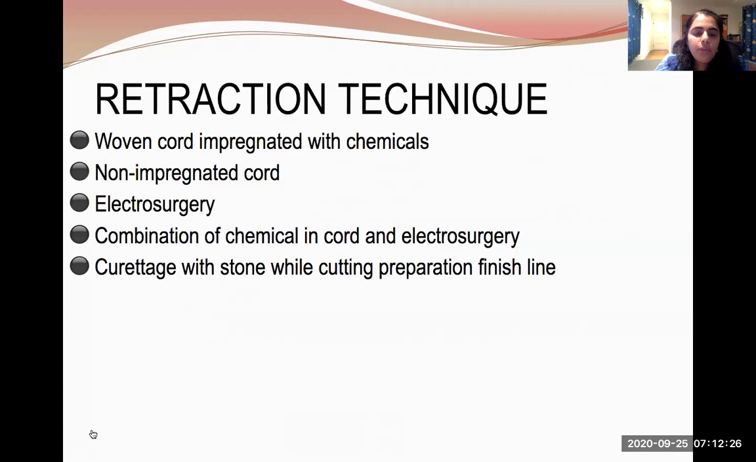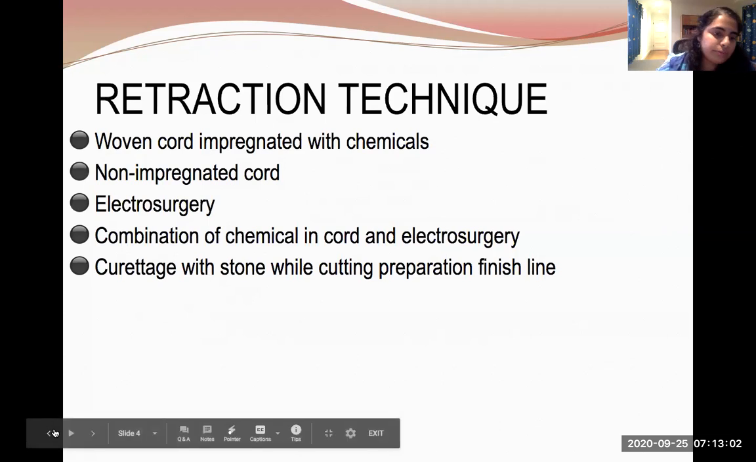Non-impregnated cord. What is non-impregnated cord? It's a retraction cord that is braided together for quick absorption, allowing it to be used immediately and effectively. The braided retraction material is made of cotton fiber that will not split or collapse in the sulcus. Electrosurgery and a combination of the cord and electrosurgery are other techniques which we will discuss. And curettage with stone while cutting the preparation finish lines are some of the other ways that we do to obtain the gingival retraction.